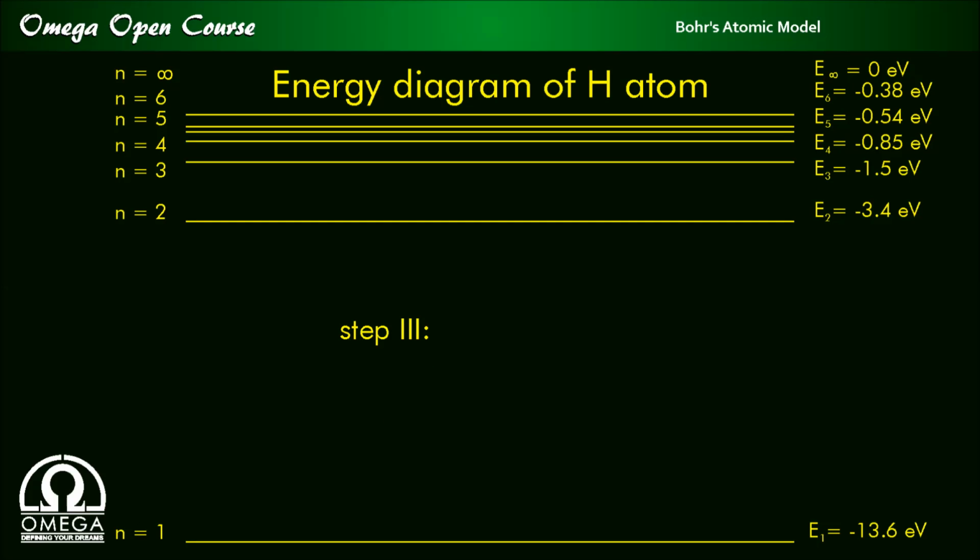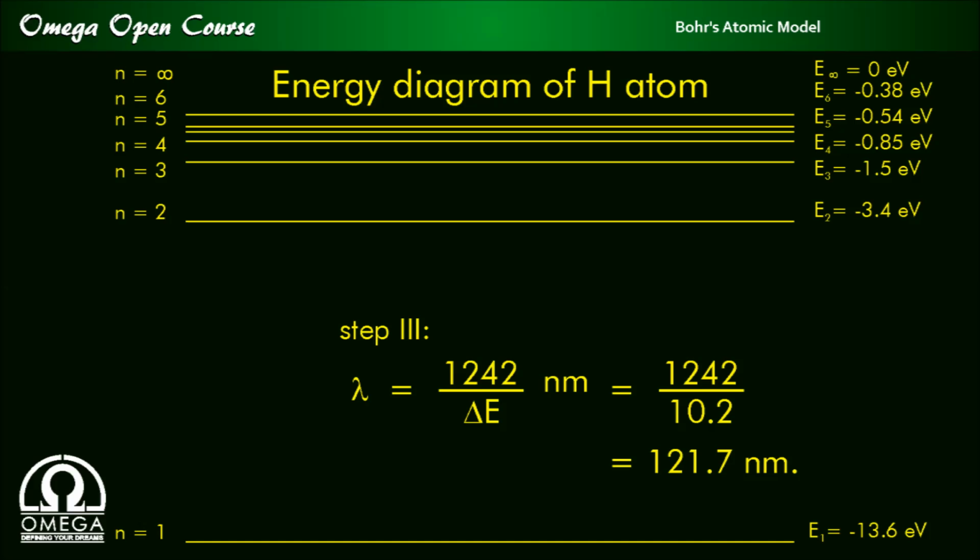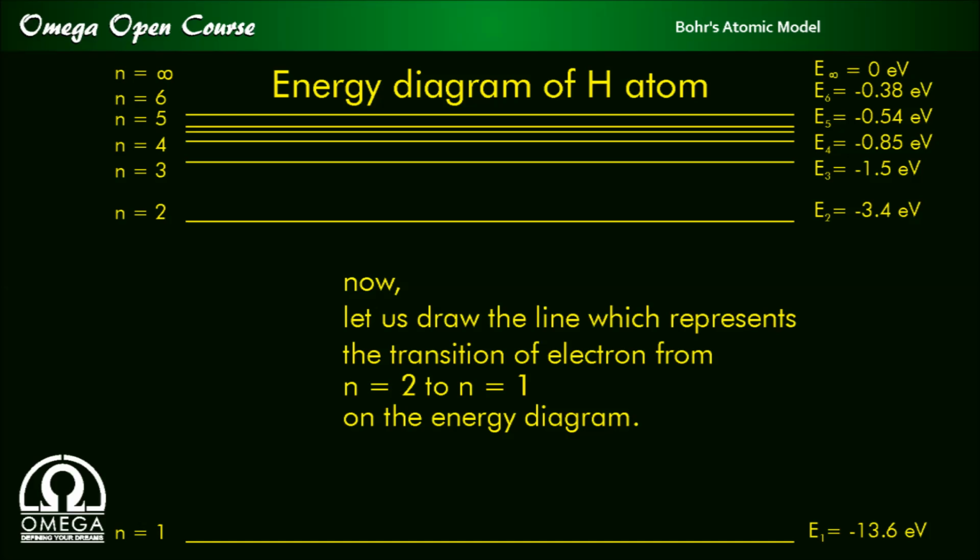Step 3 is to divide 1242 by the value of delta E and we get the wavelength in nanometers. In this case, since delta E is 10.2 electron volts, lambda is equal to 1242 by 10.2, which is equal to 121.7 nanometers. Using these simple steps, we can calculate the wavelength of any radiation emitted during the electronic transition in single electron species. In case of absorption spectra too, we follow the same steps. The only difference is that in case of emission spectra, photons are emitted, whereas in case of absorption spectra, photons are absorbed. Now let us draw the line which represents the transition of electron from n is equal to 2 to n is equal to 1 on the energy diagram.